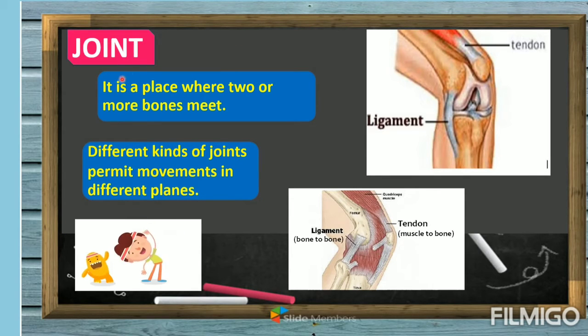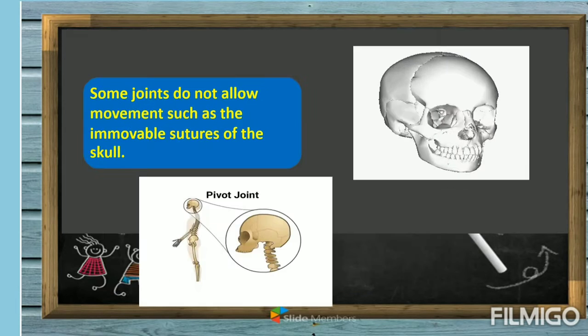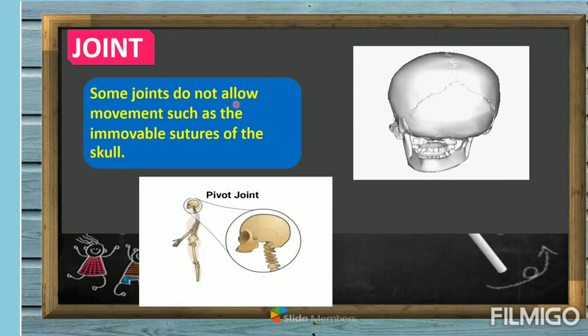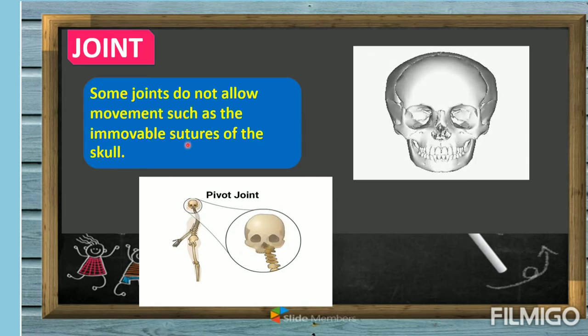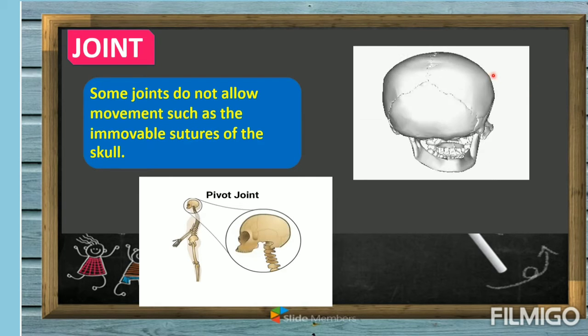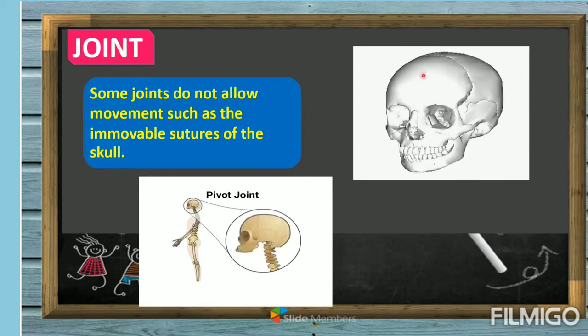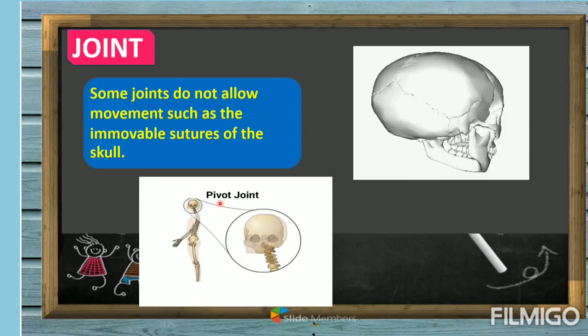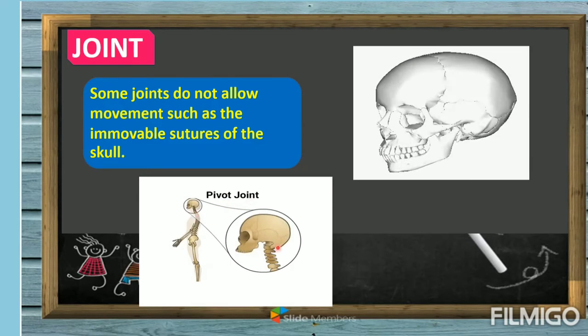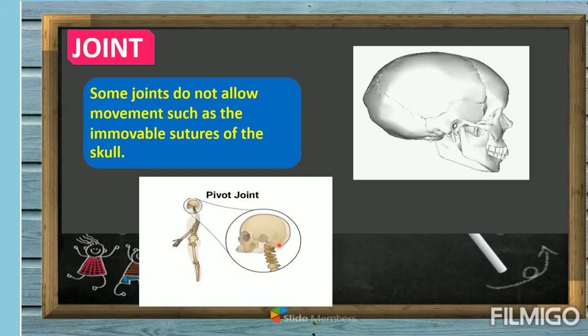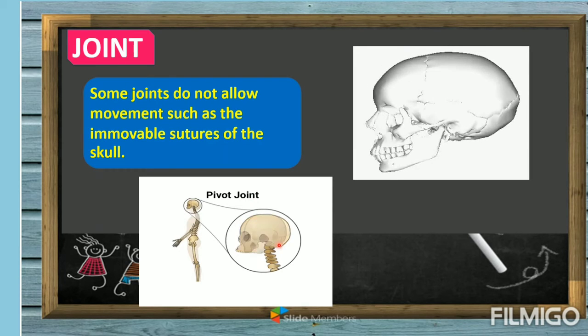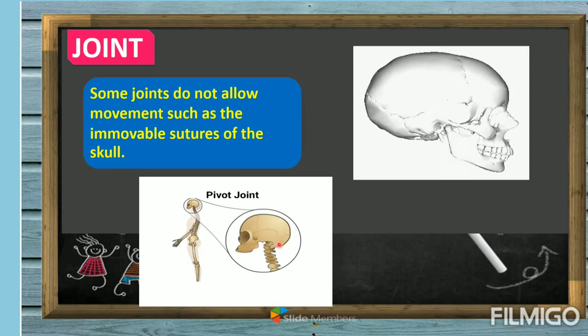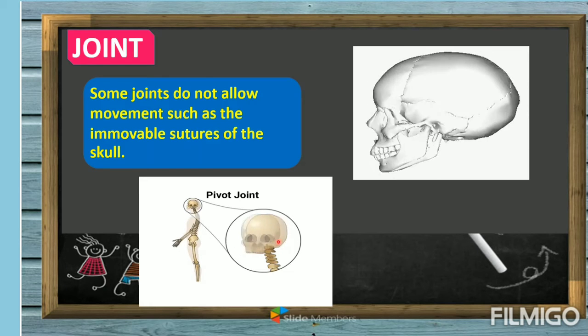Next, we have the joint. It is a place where two or more bones meet. Different kinds of joints permit movements in different planes. Some joints do not allow movement, such as the immovable sutures of the skull. Our skull is immovable. But the pivot joint, this one here, allows us to move, but it's limited. You cannot turn your head all the way around, only side to side.